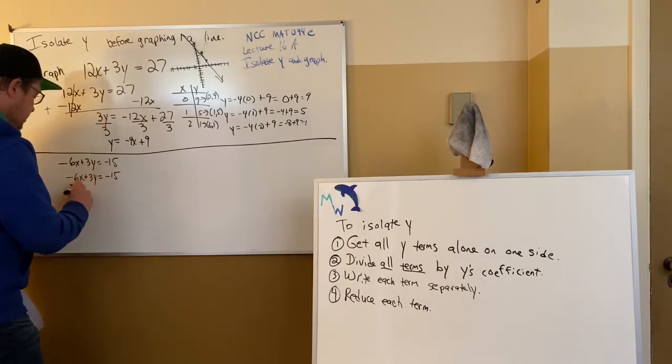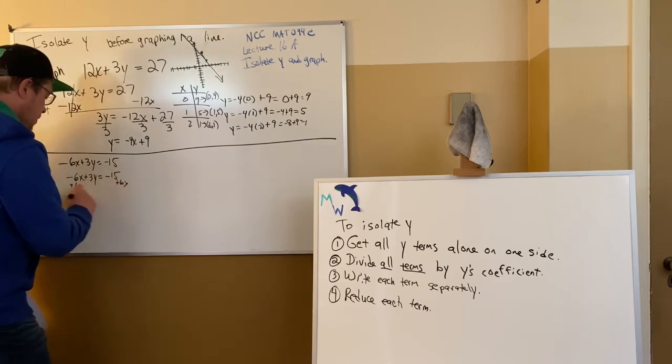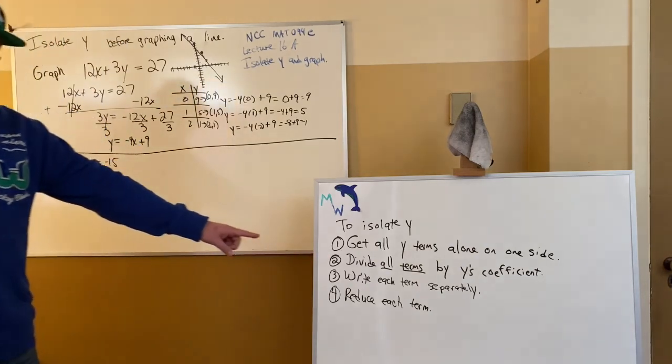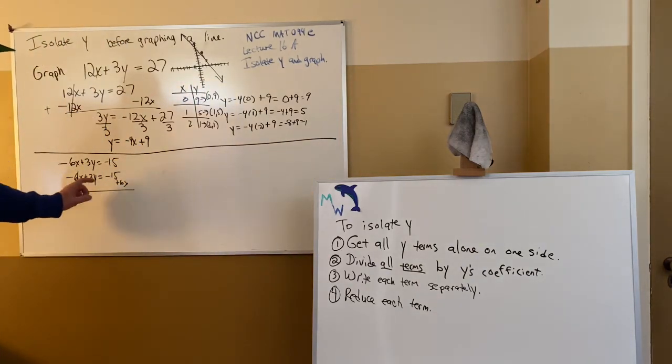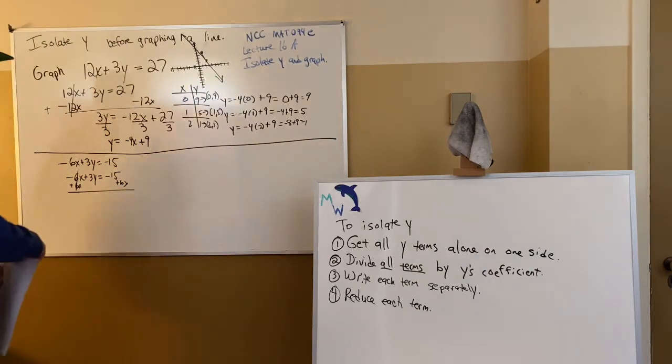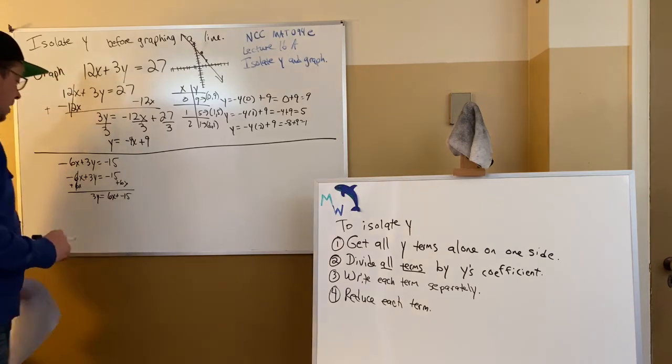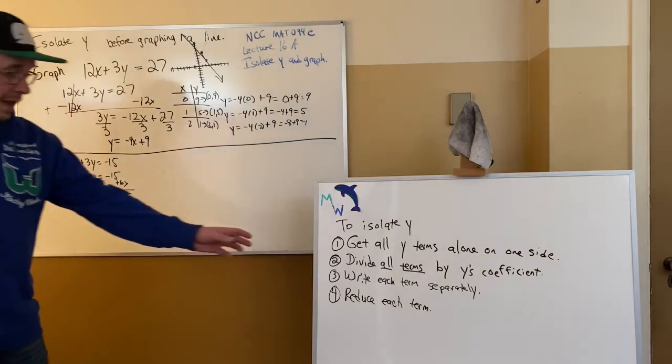I will now add 6x. So then I get the 3y alone. The first step is to get the y term alone. And so I have to do what's necessary, so 3y is by itself. That's adding 6x, so the 3y is now by itself. I have my positive 6x plus my negative 15. In order to get y alone, I have these two things going on.